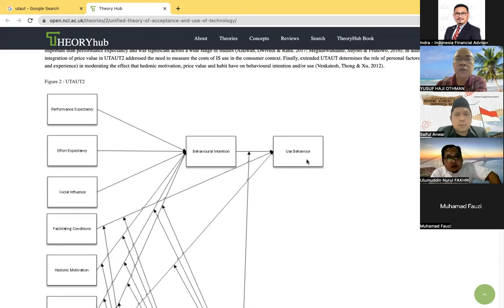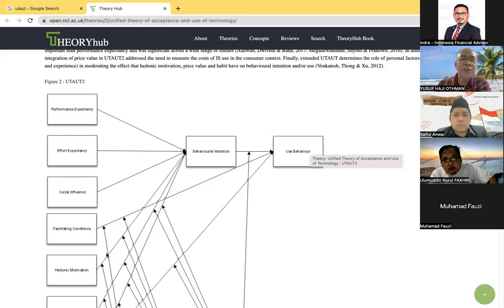In order to use fintech, it has to be mediated by intention. Before you use fintech, you must first have the intention to use it. And intention is influenced by performance expectancy. Performance expectancy means the person is more likely to have the intention to use fintech if the fintech can demonstrate certain performance, what you get out of using it.